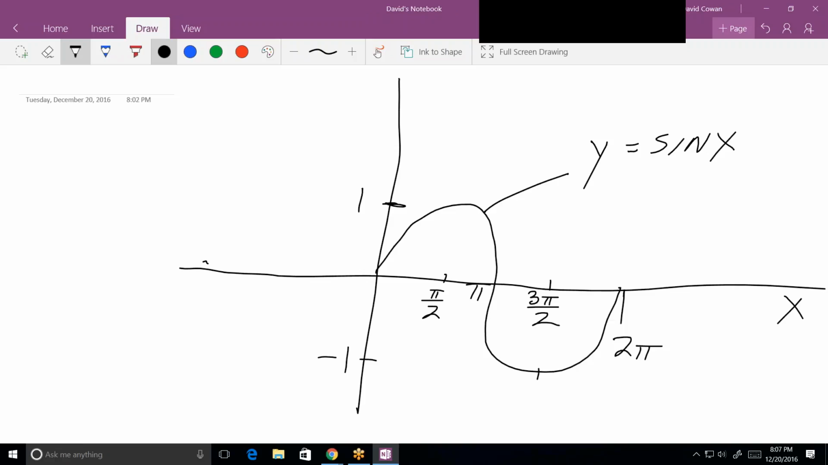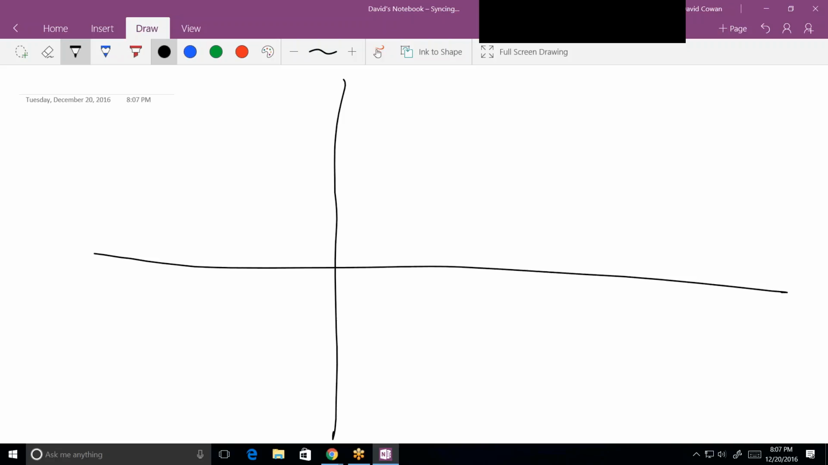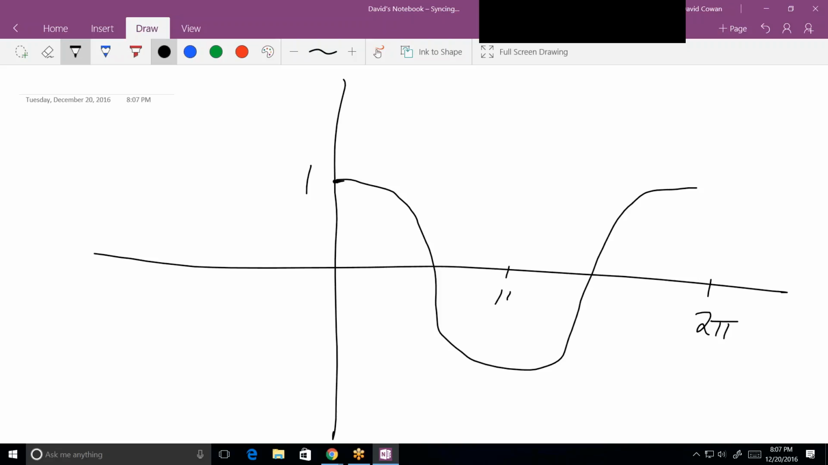Okay? Now, let's talk about cosine, next most important function. This starts at 1, not at 0. And that's huge, because most people that have trouble with trig have trouble with knowing what the cosine of 0 is. Again, the period is 2 pi. The period of both sine and cosine is 2 pi.